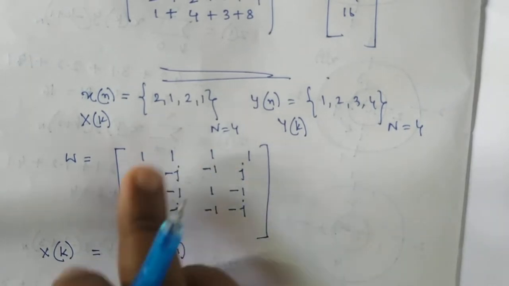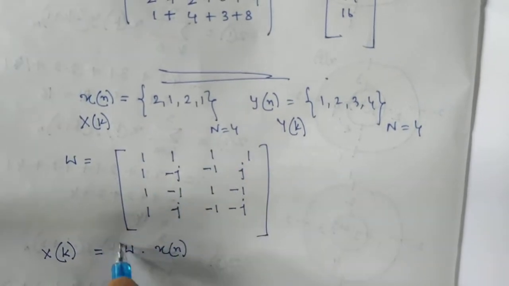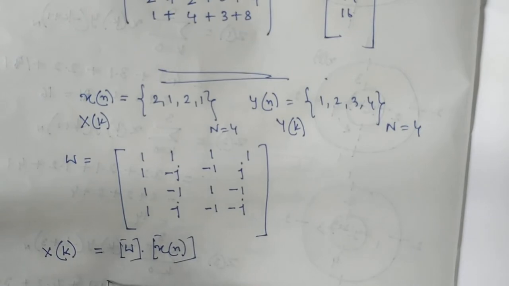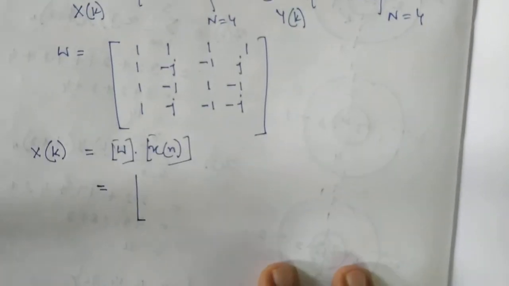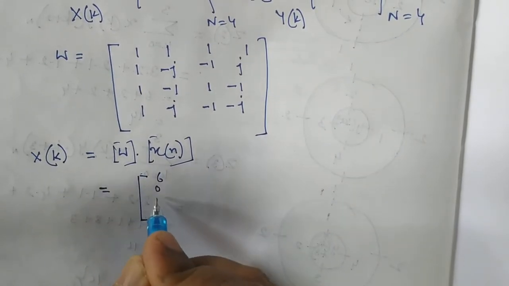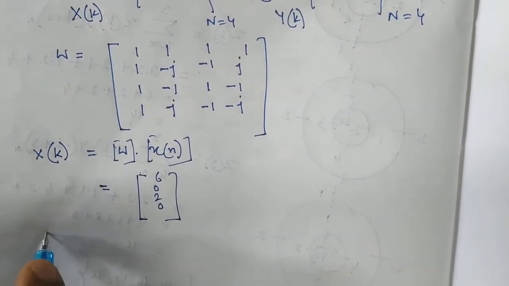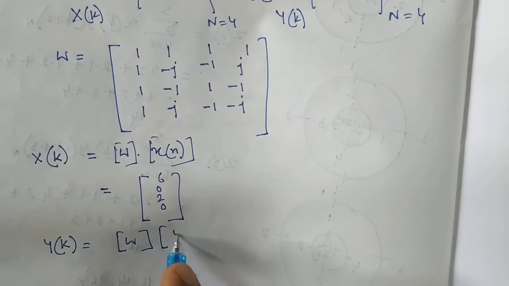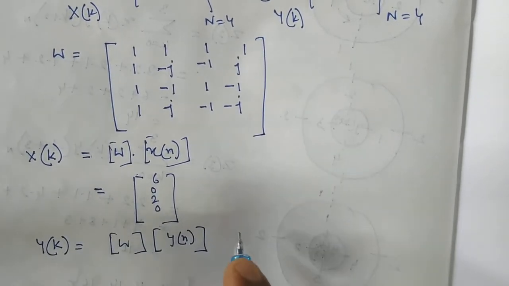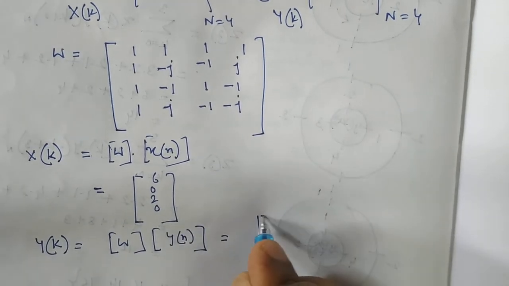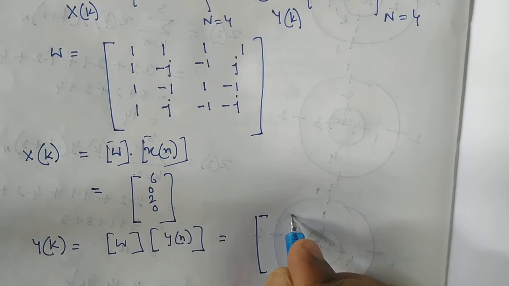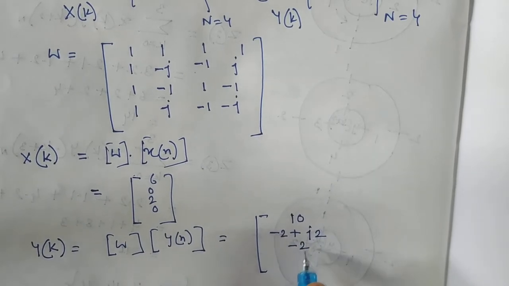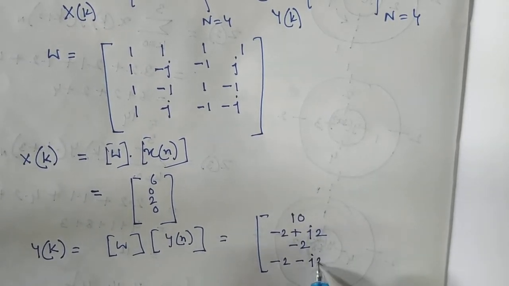So, I am not writing this W again. This W means this matrix, the matrix W and this xn. So if you multiply, you will get the output 6, 0, 2, 0. Same way, if you multiply W and yn, you will get 10, minus 2 plus j2, minus 2, minus 2 minus j2.